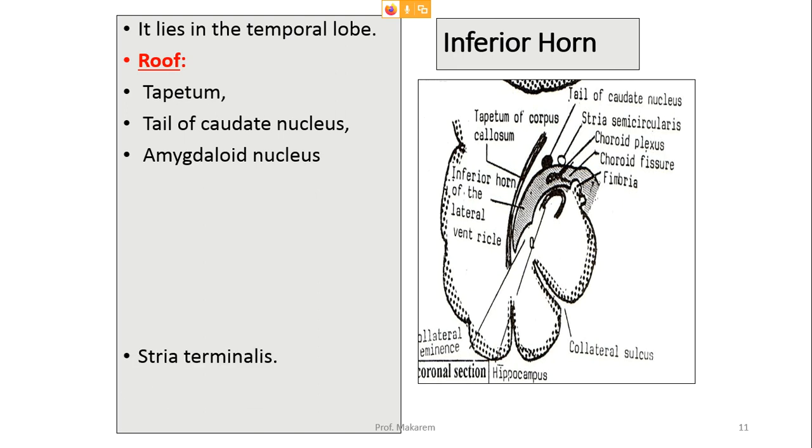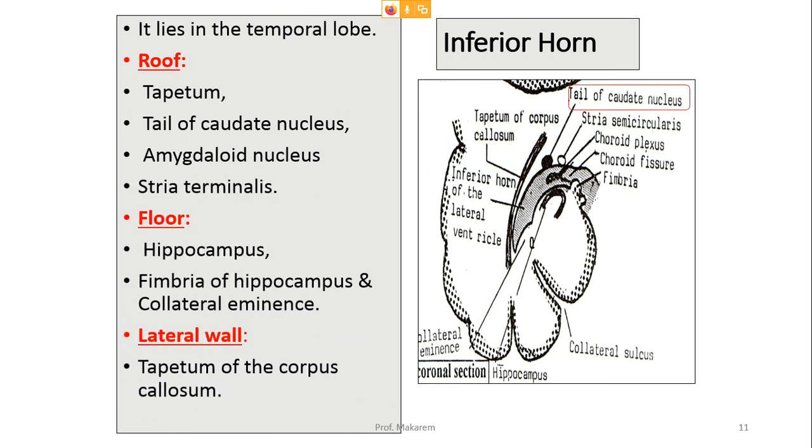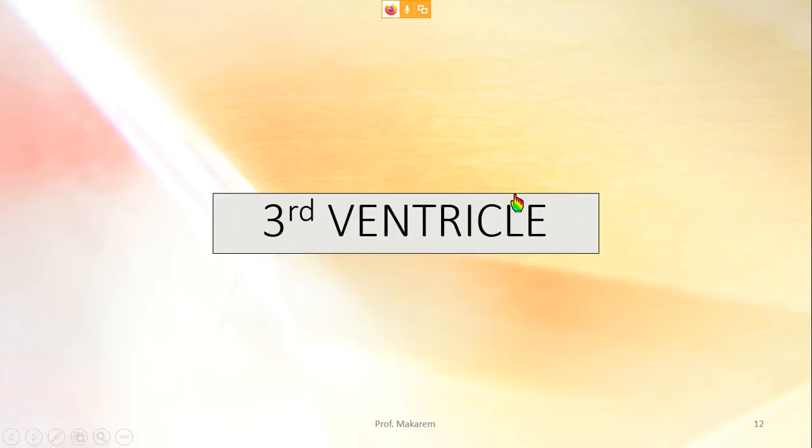Coming to the floor of the inferior horn, and then the lateral wall, which is formed by the tapetum of the corpus callosum. The lateral wall is formed by the tapetum of the corpus callosum. This is about the inferior horn, the posterior horn, the anterior horn, and the central body. So these are the things you have to remember about the lateral ventricles.